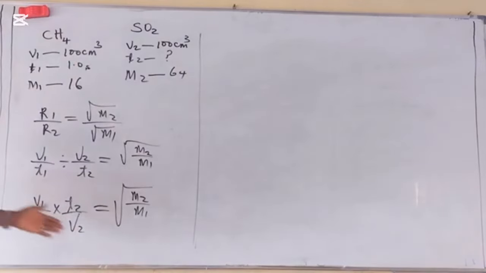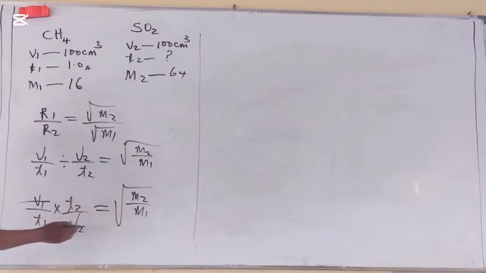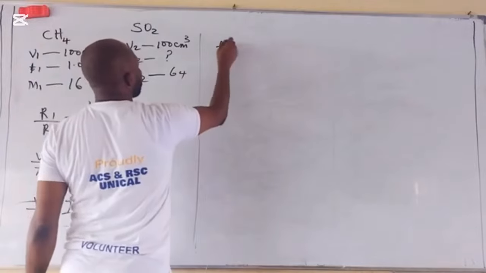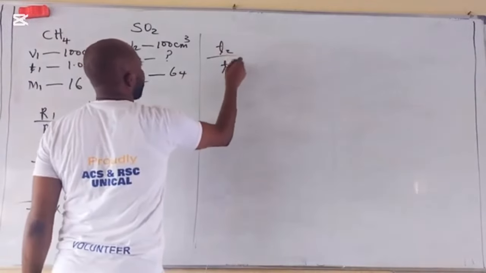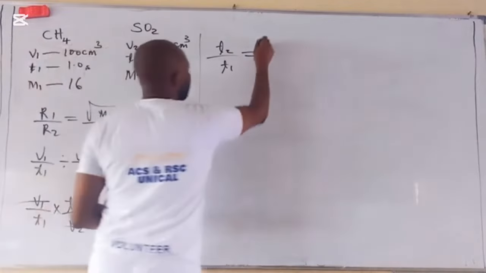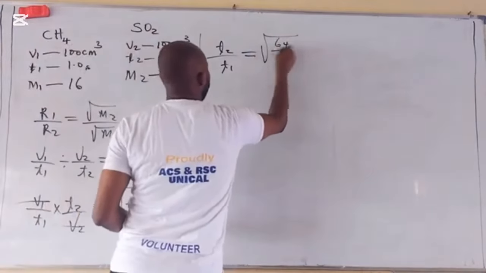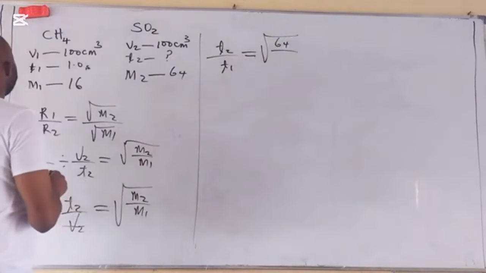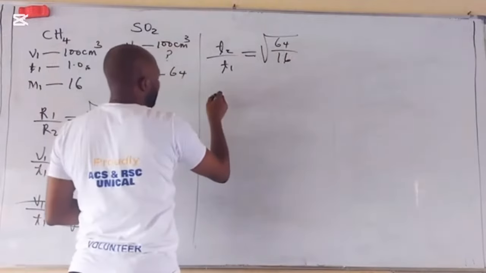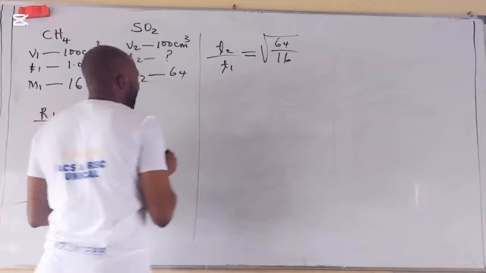Volume being equal, 100, 100, I can equally strike them out because it will still go. So I have T2 over T1. So T2 over T1 is equals to the root of M2, here is 64, over M1 is 16.